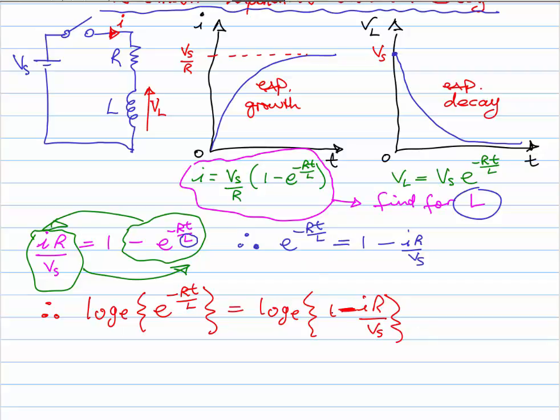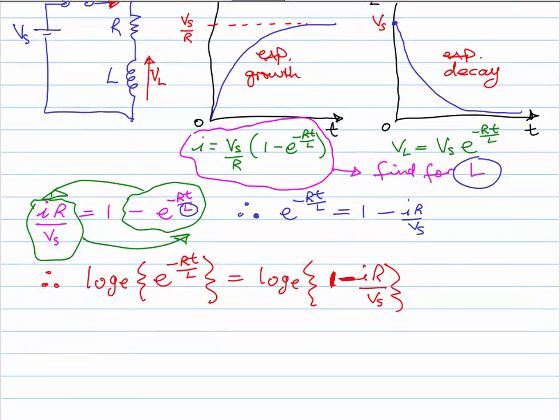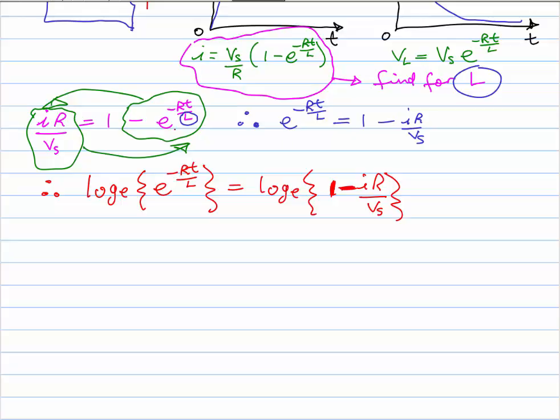Scroll down a little bit, and then we're looking for these two things here to obliterate each other, and that just leaves me with minus RT over L on the left, which is quite cool. Minus RT over L equals log to the base e of 1 minus IR over Vs, and close that bracket. It's looking good.